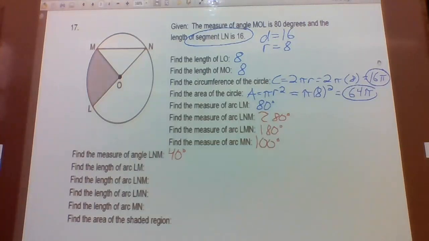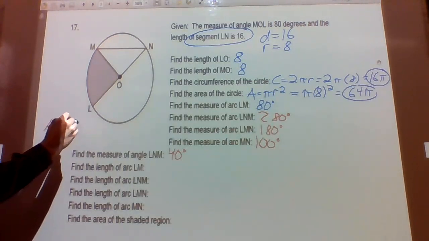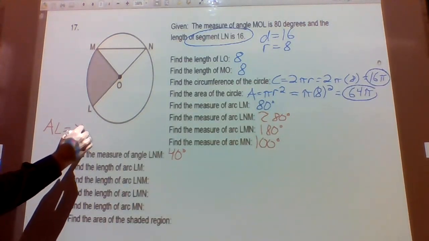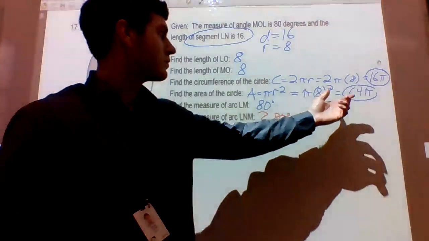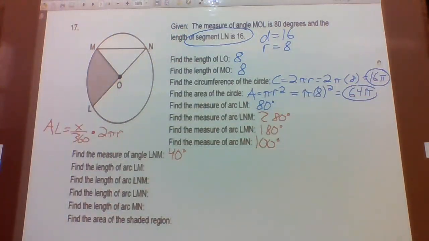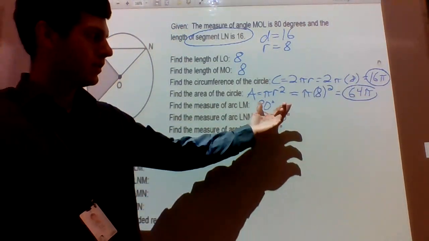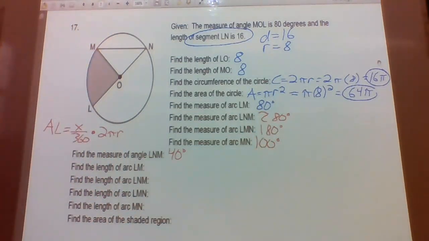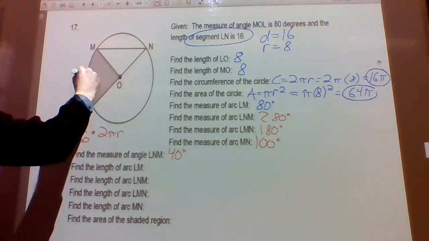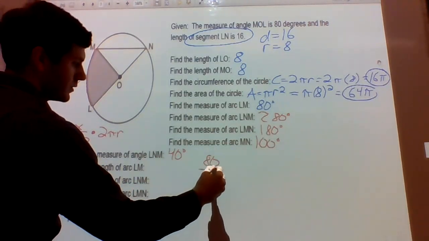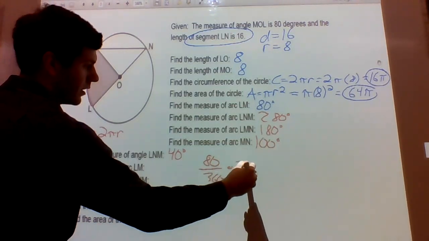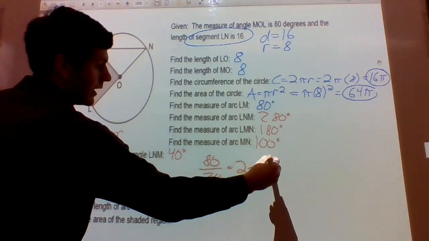All right. So we want to use our formula for arc length. I'll put it right here. It's x over 360 times 2 pi r. We already found 2 pi r. 2 pi r was 16 pi. X is the angle measure. We have already found all the angle measures, so all we got to do is substitute them in and find the length. So let's start with LM. We found that this was 80. So we're going to do 80 over 360 times 2 pi r, which is 2 pi times 8.